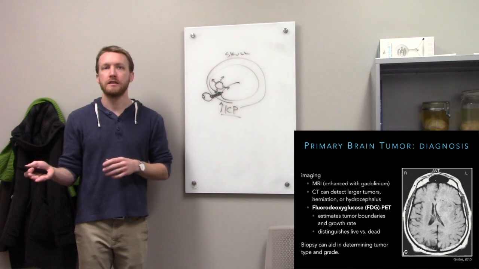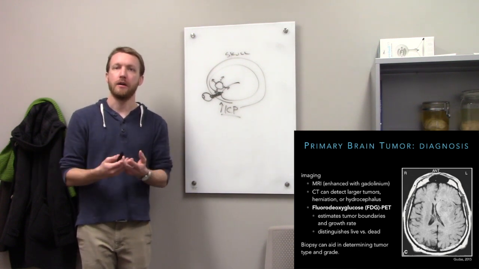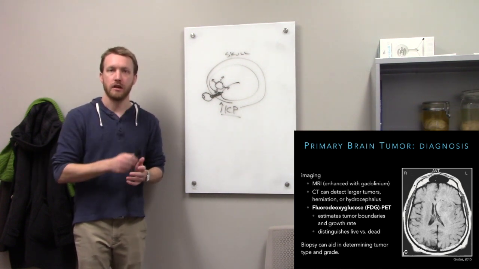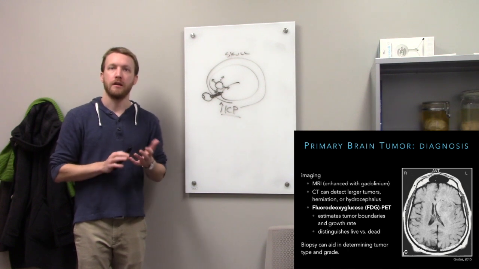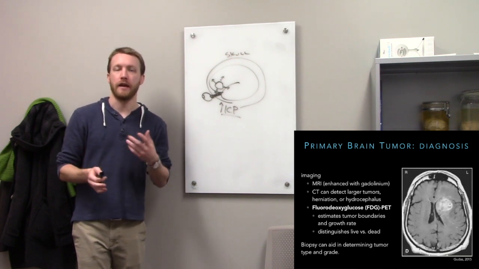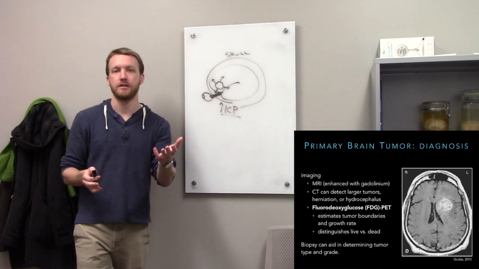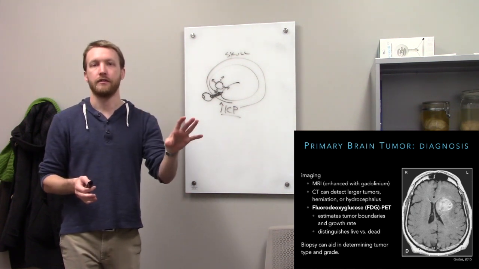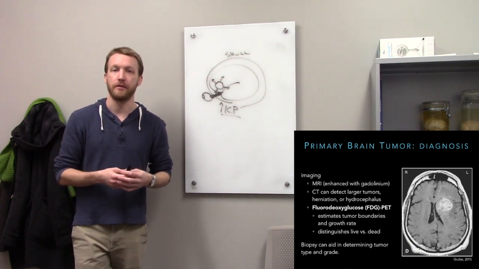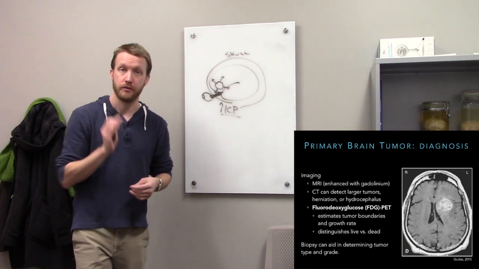You can use contrast agents to help light up the tumors, so this T1 weighted MRI is a lot clearer whenever we add a little gadolinium. This is a contrast agent that's going to enter areas where you have a leakier blood-brain barrier, which you have with tumors.